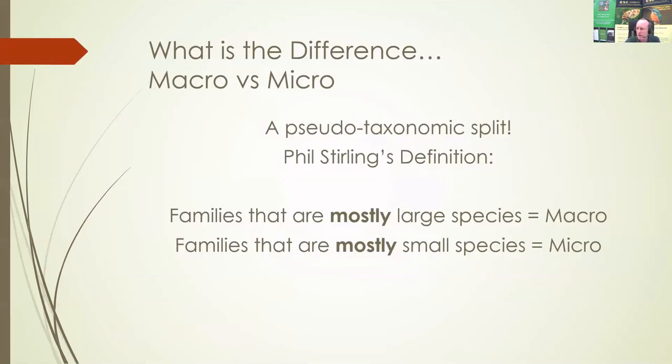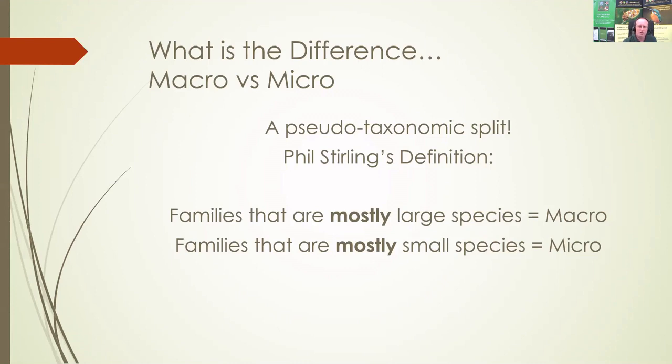And when Phil Sterling and Mark Parsons produced their book on micros, Phil came up with this definition: the families that contain mostly large species are macros and the families that contain mostly small species are micros. That kind of works, but it isn't necessarily very helpful if you've got a single individual in a moth trap, because if you're only looking at the one mother of pearl, you don't know that it's part of a family that has a number of small species in it. So that's not terribly helpful unless you learn the families.